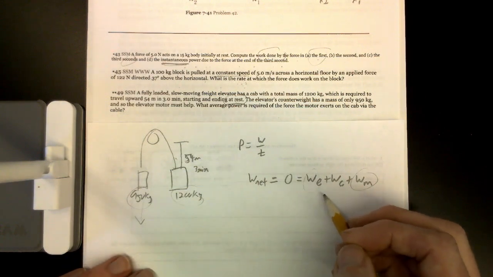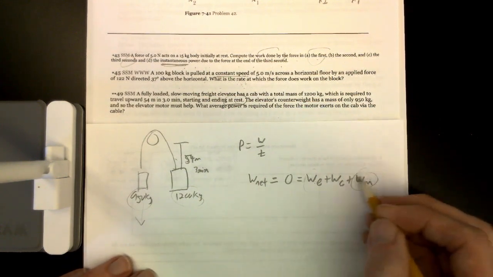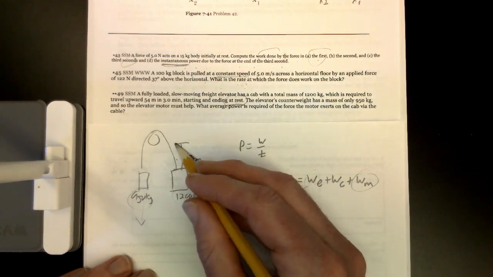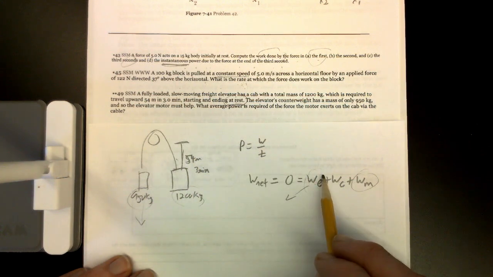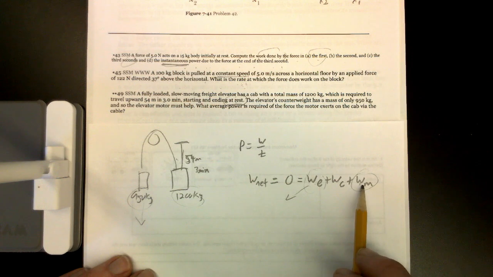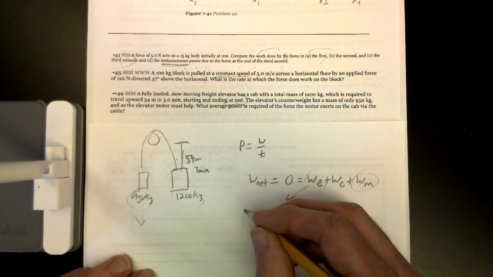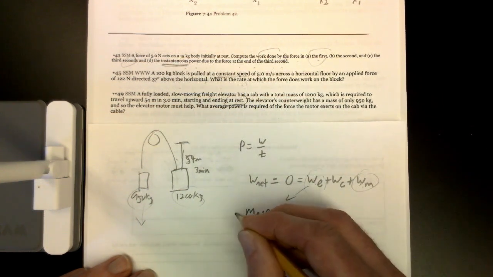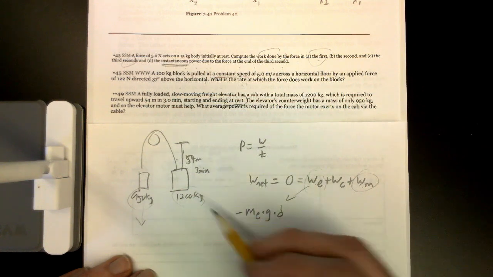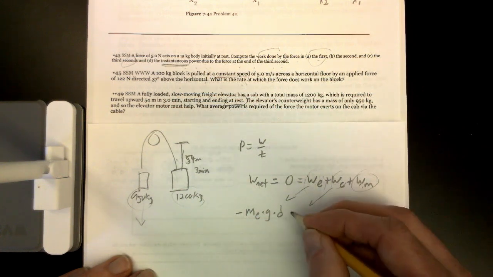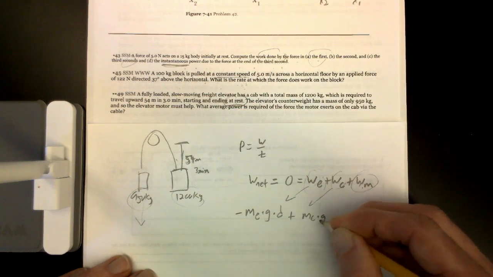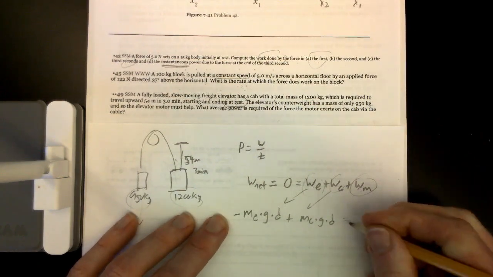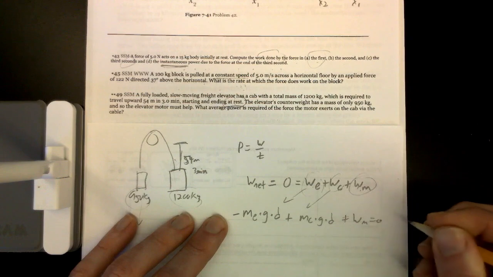So this is just work done by gravity on the elevator, work done by gravity on the counterweight, and then the motor work has to take into account over here. Since the elevator is going up, in a direction opposite to gravity, this one will be negative and this one will be positive, and then the motor's work will have to take the place of it. So the work done by gravity on the elevator is going to be the mass of the elevator times gravity times this distance, and that's going to be negative work. And then the work done by gravity on the counterweight is going to be the mass of the counterweight times gravity times the distance, plus the work done by the motor has to equal 0.